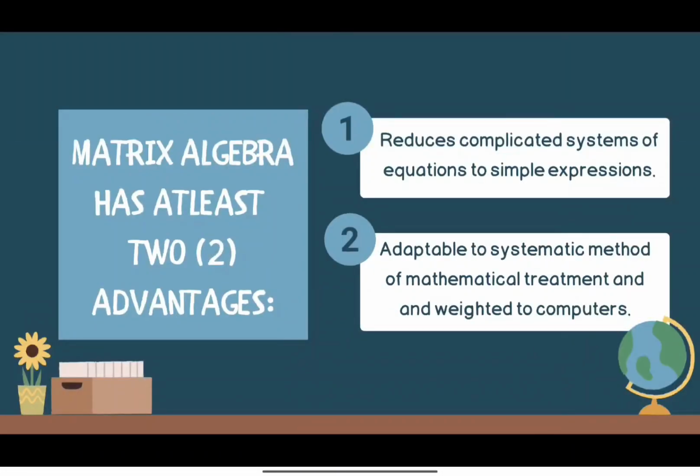Matrix algebra has at least two advantages. First, it reduces complicated systems of equations into simpler expressions. Second, it is very useful in computer applications because matrices are easy for computers to process and analyze. That's why matrices are widely used in mathematics, science, engineering, and technology.